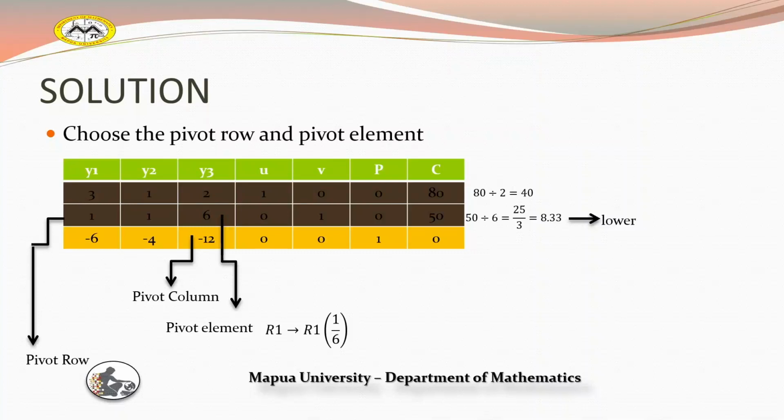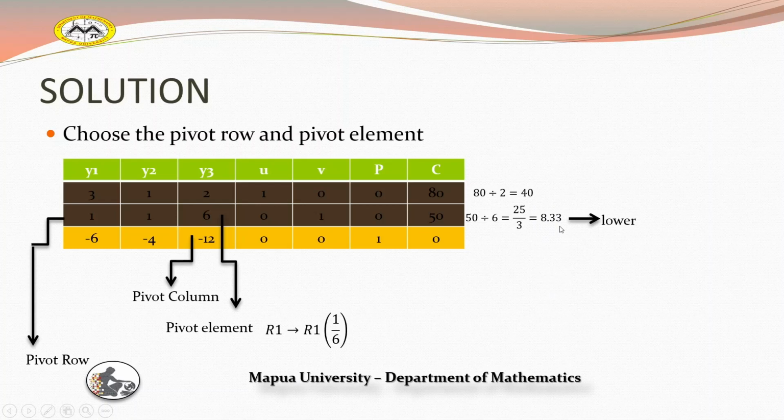Since the lowest value is negative 12, this is now our pivot column. Then, choosing the pivot element, we simply divide the constant by the coefficient of y3. So we have 80 divided by 2; the quotient is 40. 50 divided by 6; the quotient is 25 over 3.